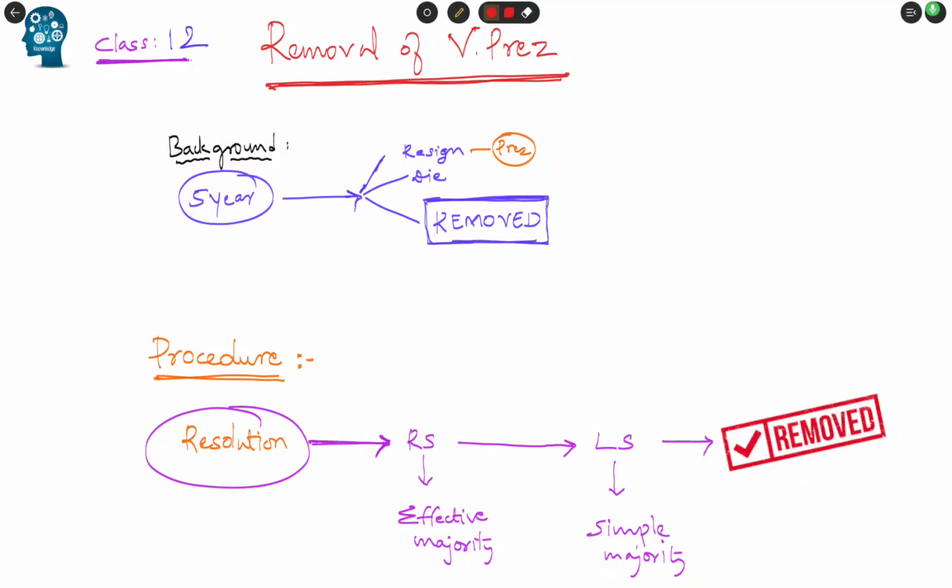This is class number 12. In this, we need to discuss the removal of the Vice President, that is, the procedure of how the Vice President is removed from the vice presidential office.